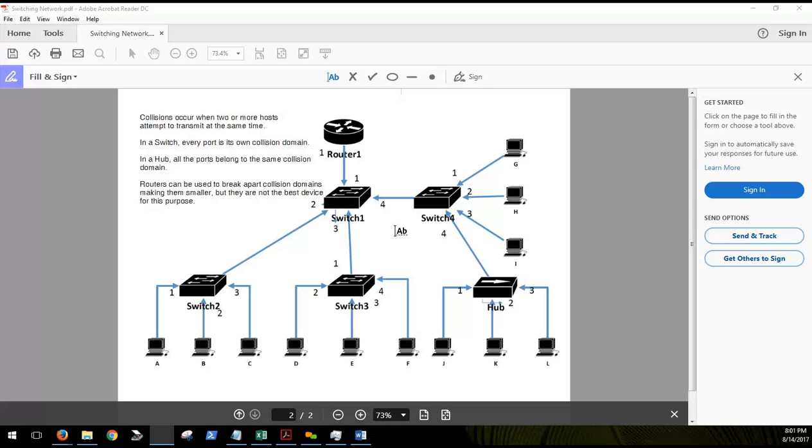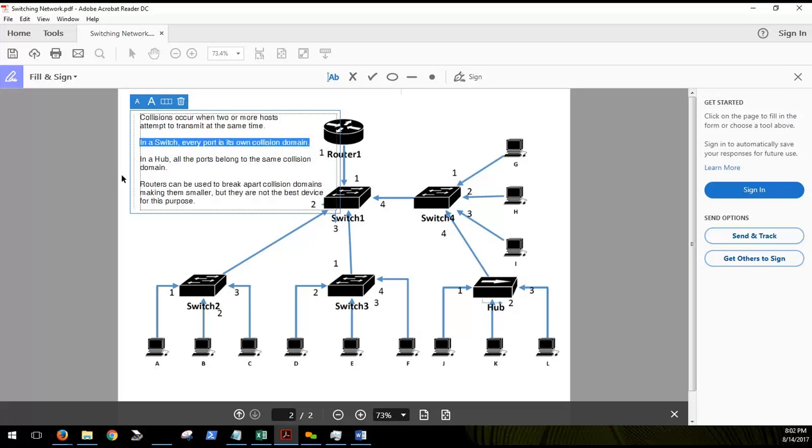5 connections. There are 5 connections. And what did we say about a switch? Every port is its own collision domain. Correct. Okay? Right. All right.